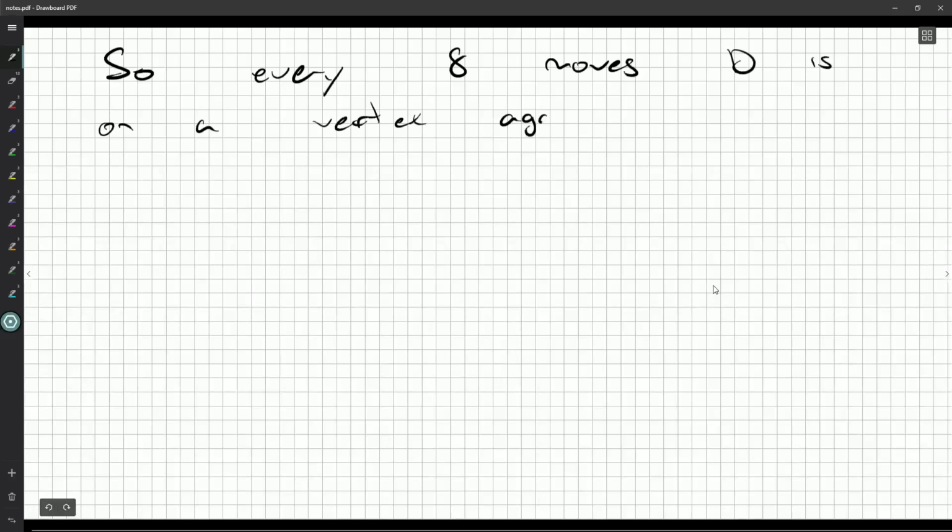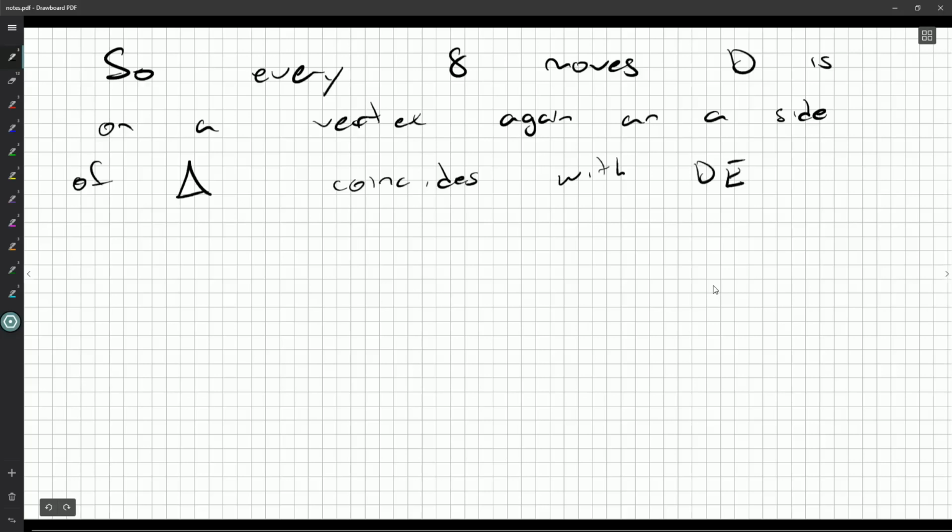So let's say, every 8 moves, D is on a vertex again, and a side of the triangle coincides with DE. Okay, I would say that's a reasonable thing to say. So, D is at X. No, D is at Z. D starts at Z.